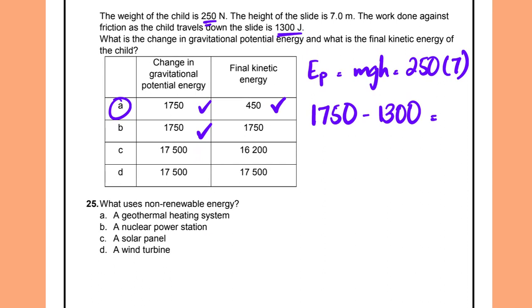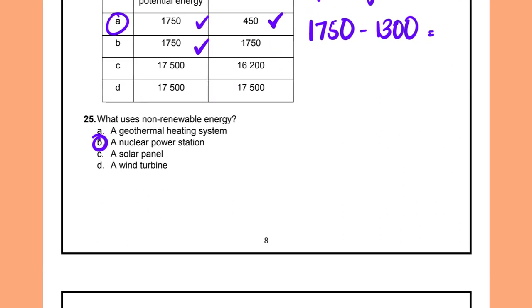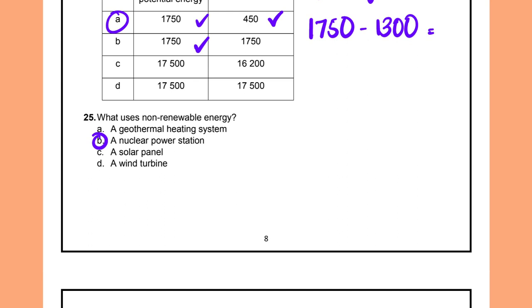What uses non-renewable energy? Geothermal is renewable. Nuclear power is not renewable. Solar is renewable. Wind is also renewable. Nuclear does have a lot of advantages, but renewability is not one of them.